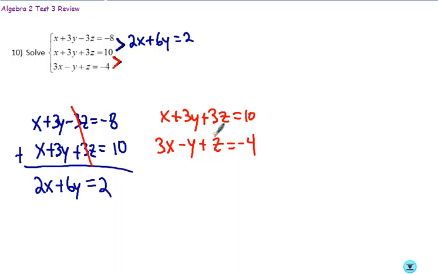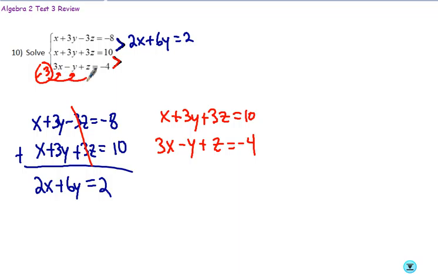Now they don't eliminate. That's a plus 3. That would be a plus 1. So what I would need right there is I would need that to be a negative 3. So I'm going to have to multiply the bottom by negative 3. So I'm going to multiply this bottom one by negative 3.